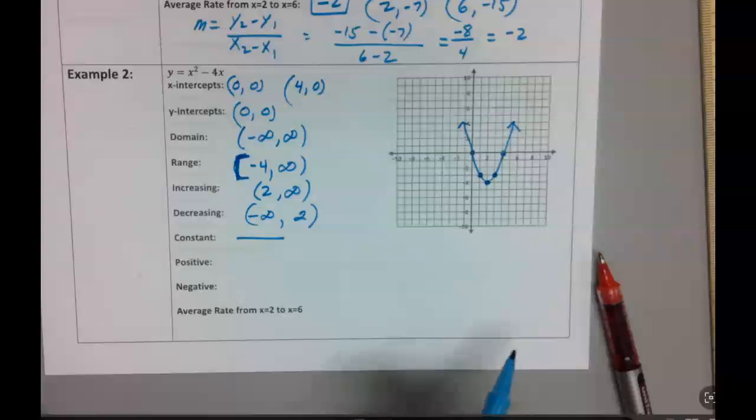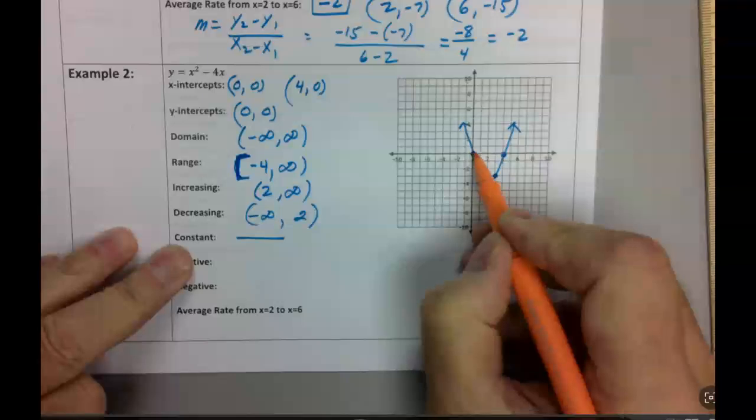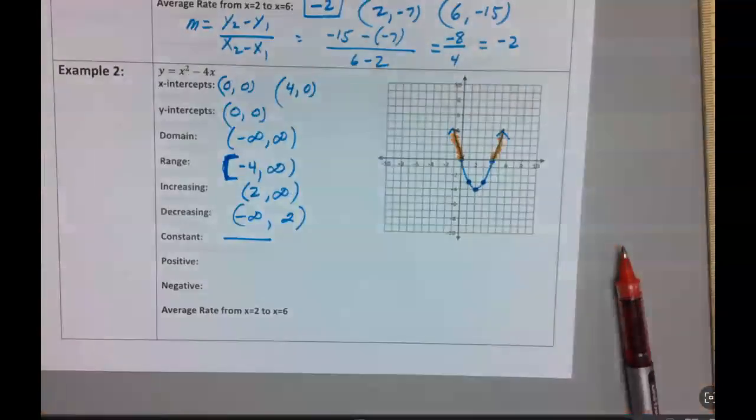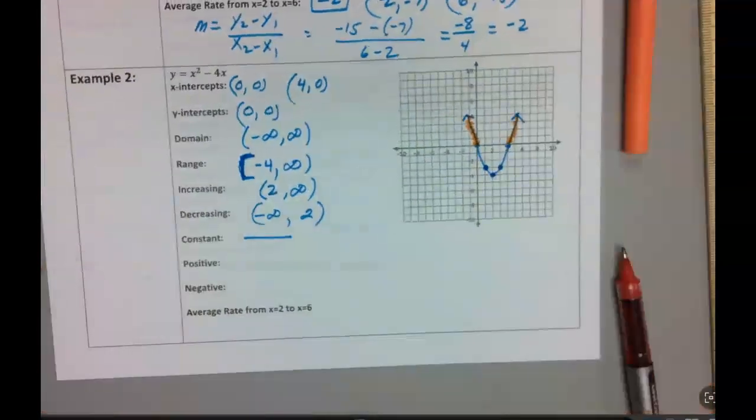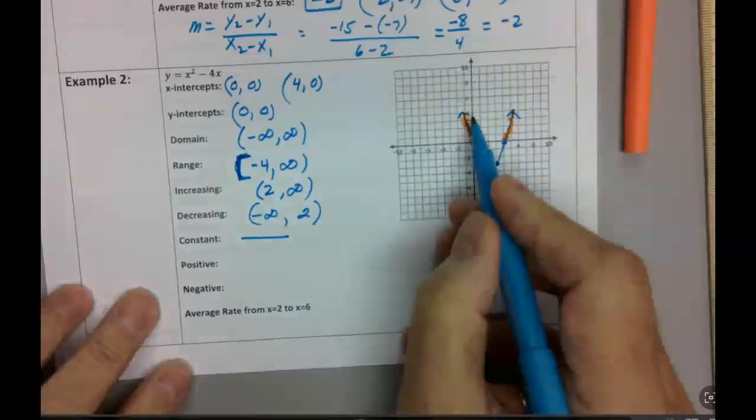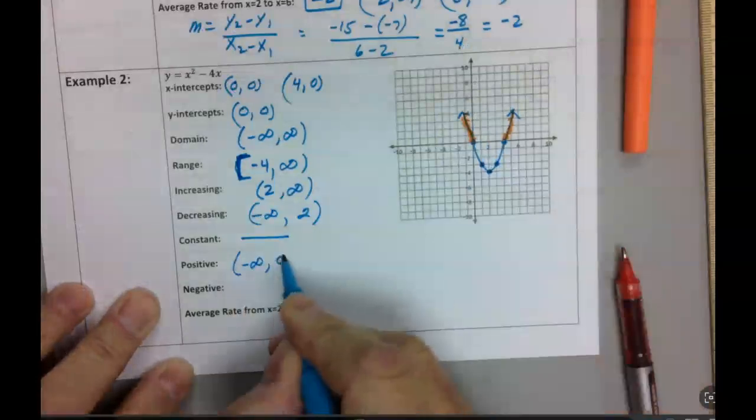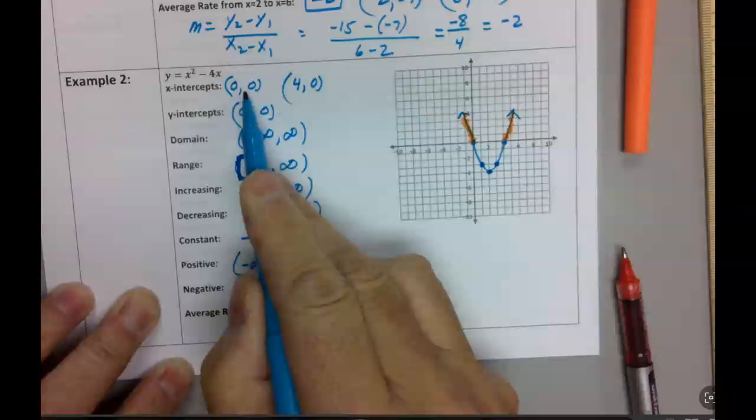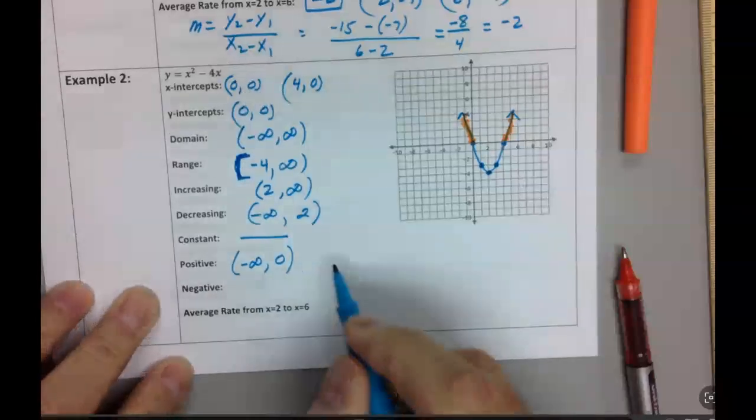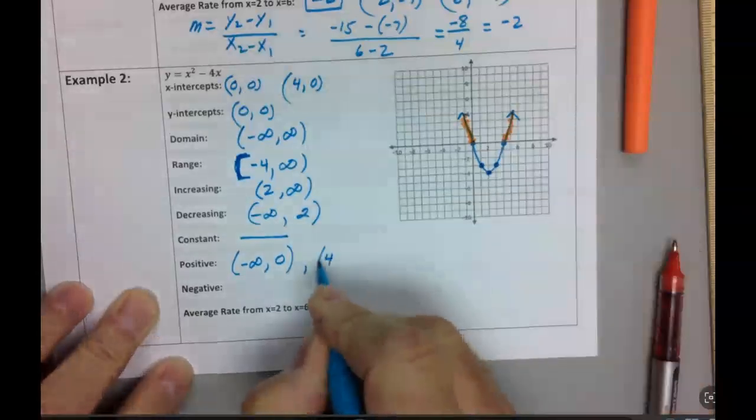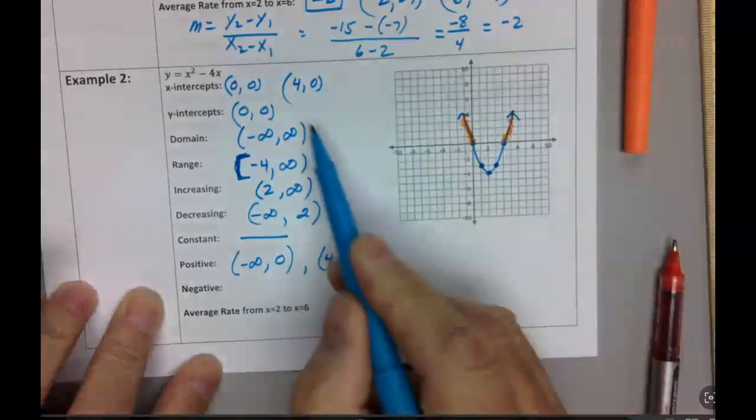Okay? Now, where is the graph positive? Well, the graph is positive here and here. So my interval for where it's positive, now remember, we're talking about the x values, which would be, left to right, negative infinity to 0. Ooh, it's one of my x-intercepts, isn't it? Correct? And the other one would be from 4 to positive infinity. So it ends up using your x-intercepts.